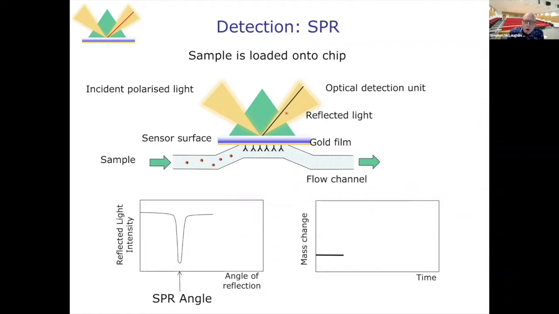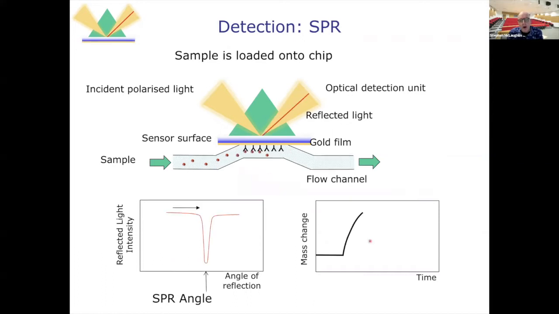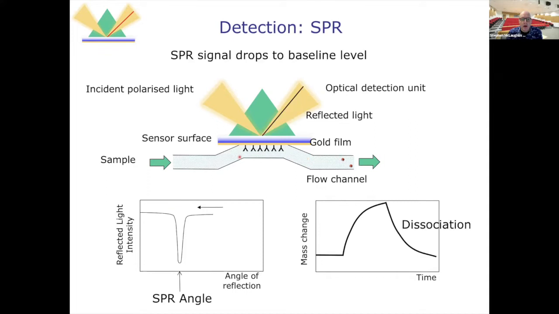Now, where this angle is will depend upon the refractive index at this interface, which will also depend upon what's bound on there in terms of the mass. So, say we flow something across that binds, the SPR angle changes, and we detect a mass change. And then as we flow buffer away, we get dissociation, and the angle goes back.